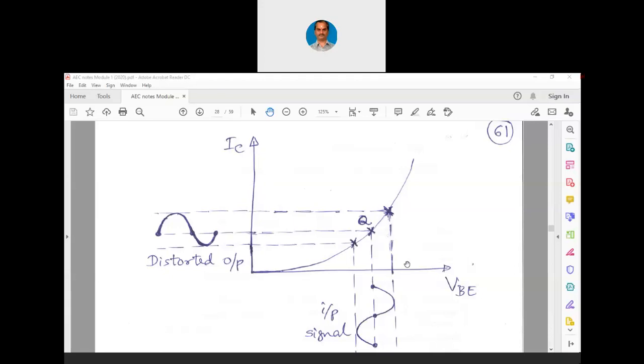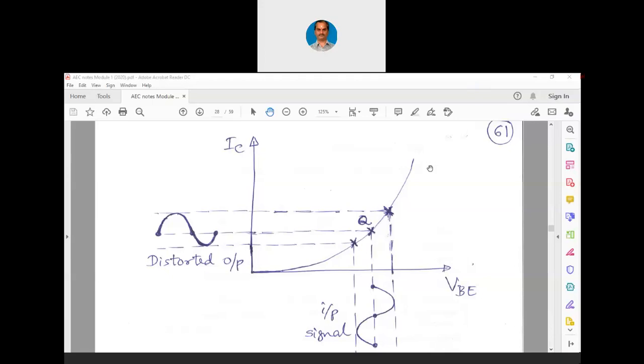Here it is input voltage versus output current, and so we can also call it as a transconductance characteristics. In general, resistance is V by R. Now in this case it is VBE versus IC, so we can call it as a trans resistance characteristics also, or we can call it as a transconductance characteristics also, depending upon how we analyze it.